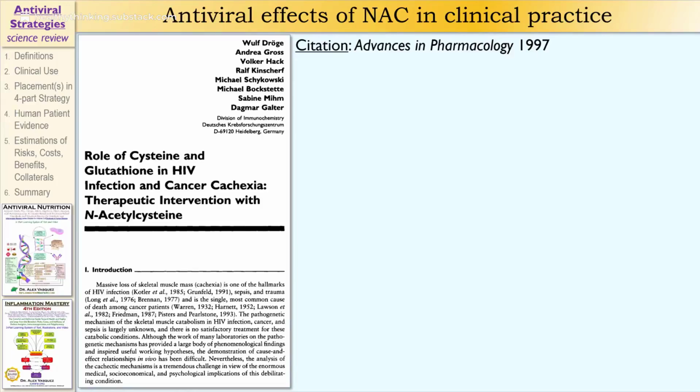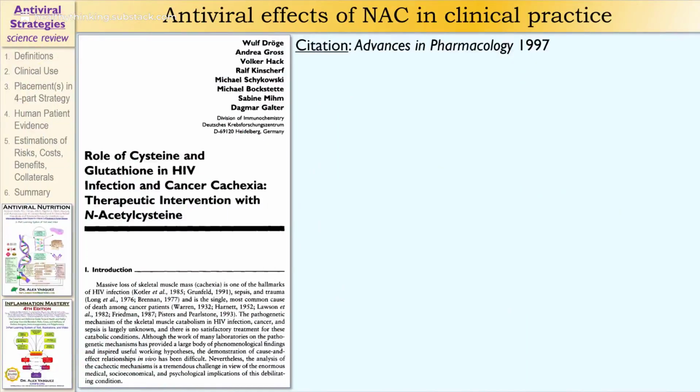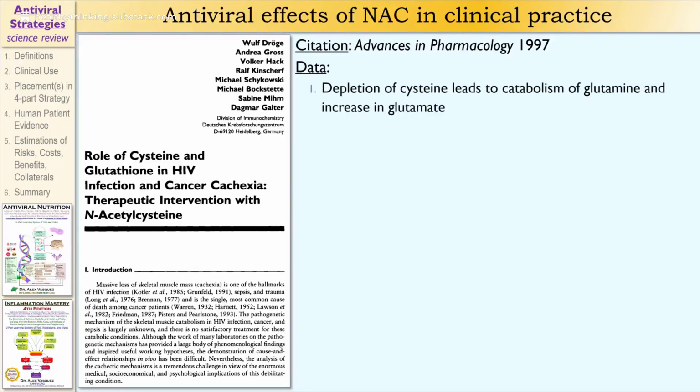This is a masterpiece article written by several international experts at the time, including the man, the myth, the legend, Wolf Droge, who you can see is listed as the primary author. So let's look at a few excerpts from this very long and painfully detailed article, which was then painfully ignored by the medical community. This article shows us that depletion of cysteine leads to catabolism of glutamine and an increase in glutamate. Now that's very important.